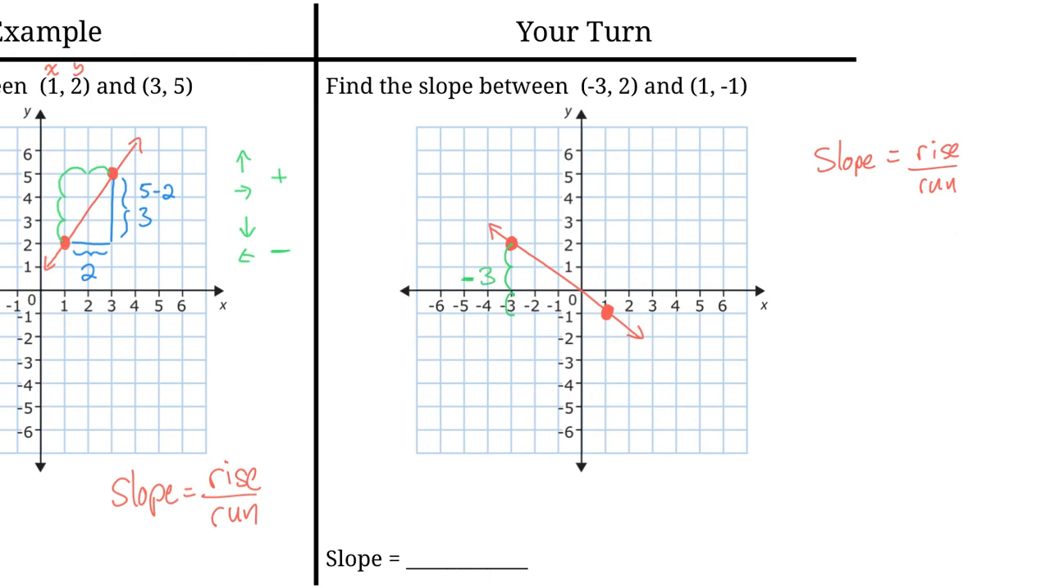That's the rise. And then we need to run to the left or to the right. We're going to run to the right 1, 2, 3, 4 units. Since we went to the right, that's +4. And so that means our rise over run is just going to be -3/4. And you may have chosen a different method to find the slope, but you still should have found that the slope is equal to -3/4.